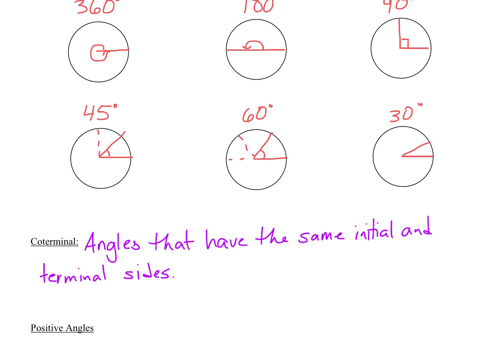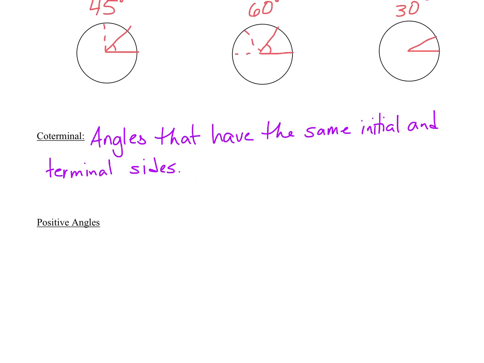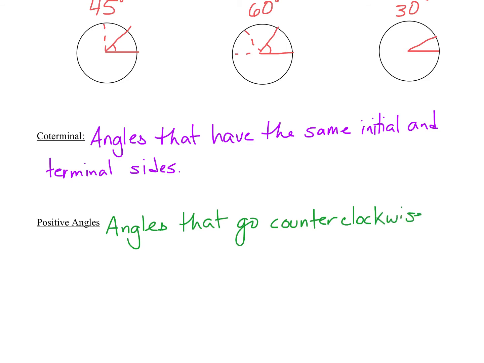So positive angles are angles that go counterclockwise. Oh, and I just realized I was going to draw a little thing for coterminal. Sorry, backing up. Draw yourself a little X and Y axis there.